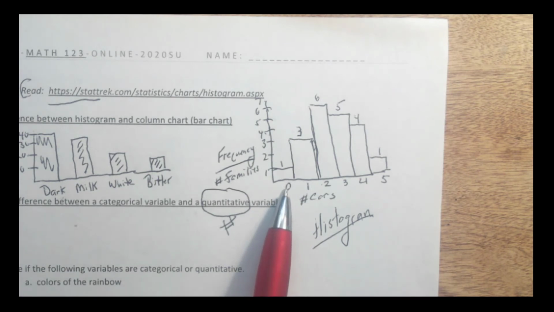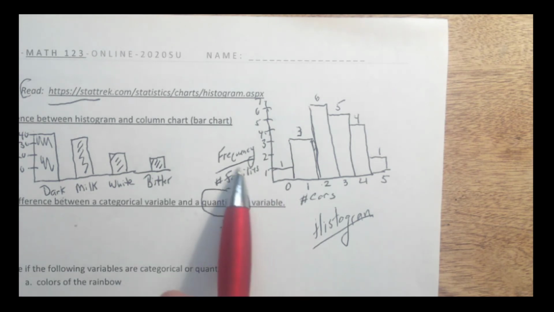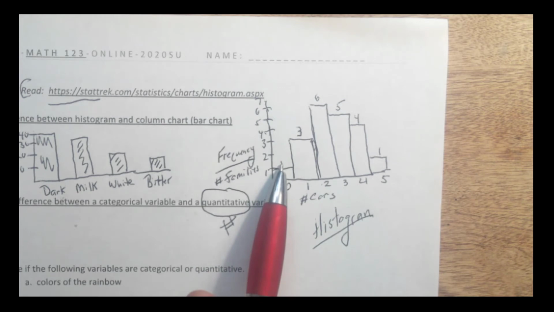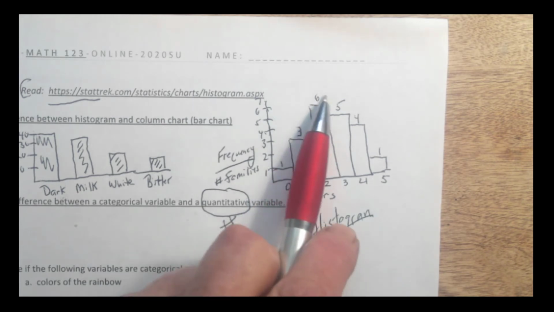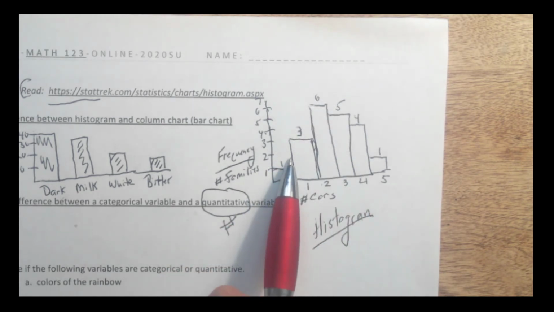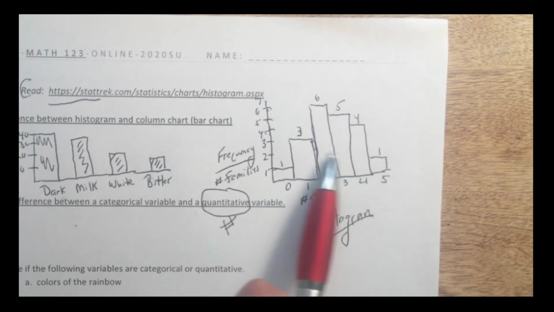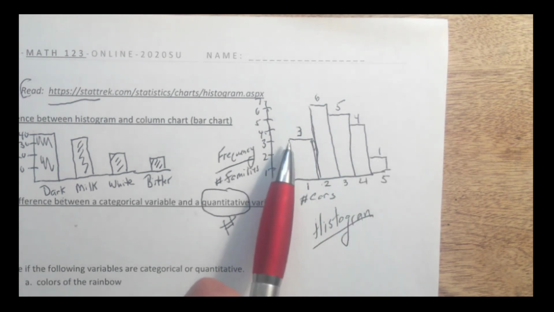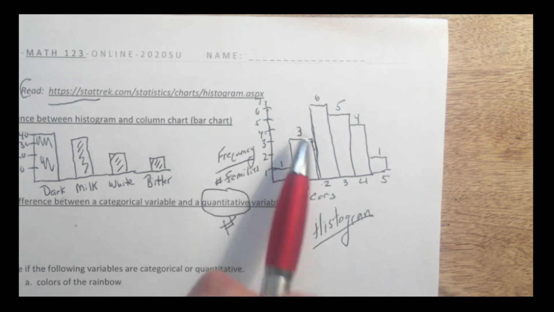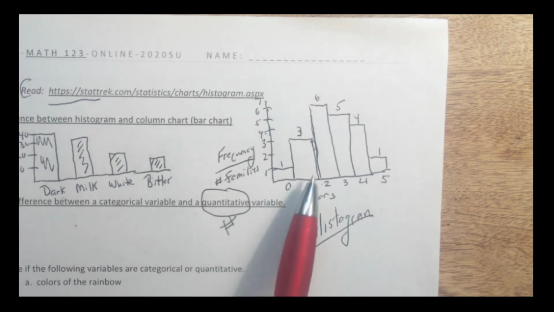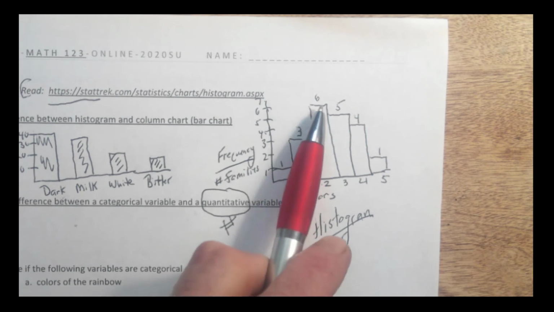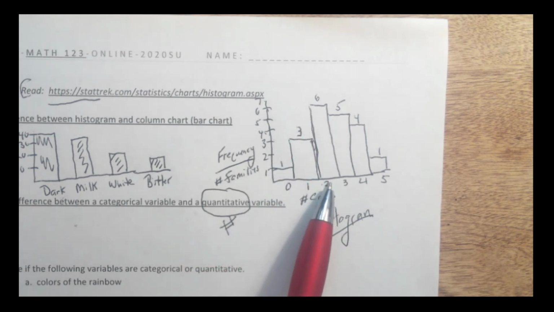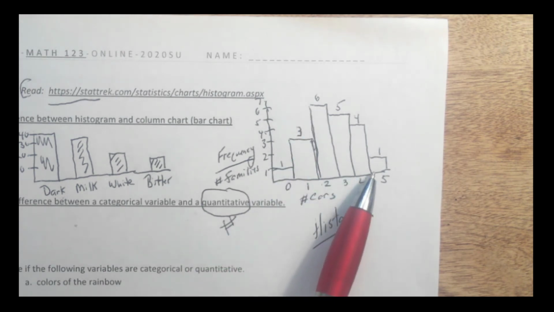So this would say that, of the ones surveyed, these are all the ones surveyed, so if you add these up, there were a total of 20 families surveyed. One of those families had 0 cars. 3 of these families had 1 car. 6 of these families had 2 cars, and etc.